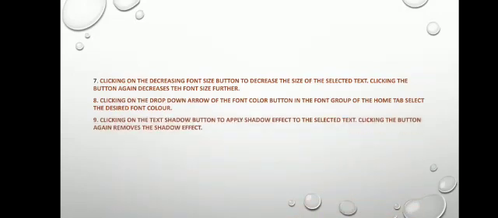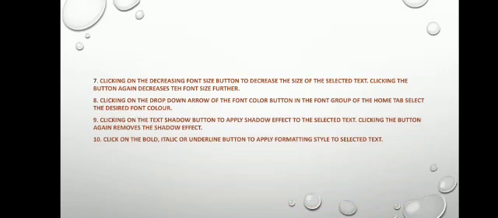Next is clicking on the text shadow button to apply a shadow effect to the selected text. Clicking the button again removes the shadow effect. In Microsoft Word, I showed you how to add a shadow effect to our text. You have to follow that step. Next, click on the bold, italic or underline button to apply a formatting style to the selected text.